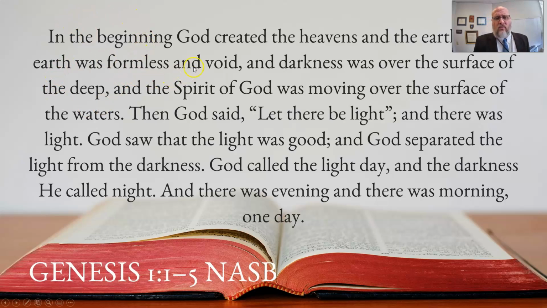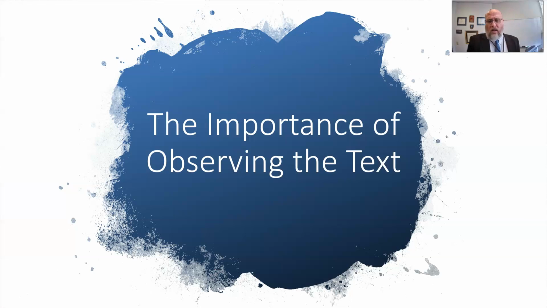The earth was tohu vabohu, formless and void, and darkness was over the surface of the deep, and the Spirit of God was hovering over the surface of the waters. This word is used of a mother hen hovering over her chicks in Deuteronomy. Then God said, "Let there be light," and there was light. God saw the light was good. God separated the light from the darkness. God called the light day, and the darkness he called night. There was evening and morning, day one.